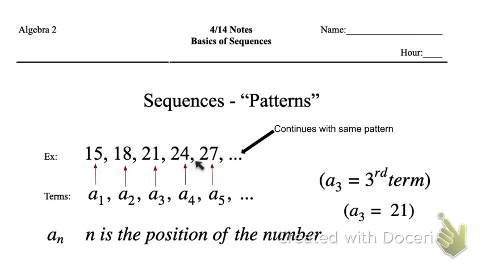So each of these numbers can be referenced by what position they are in. This little A sub n, the n down here, is the position of the number in the list. So again, what could we say about that 27? We could say it's the fifth number in line. We could reference it by position.